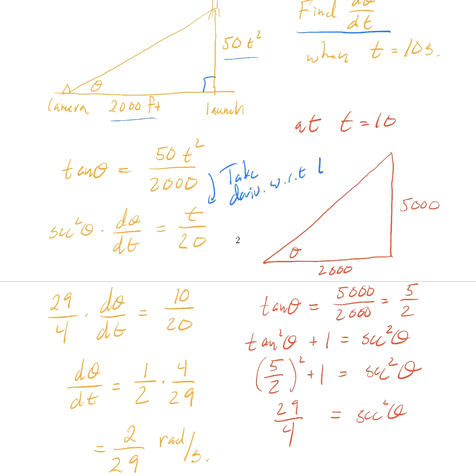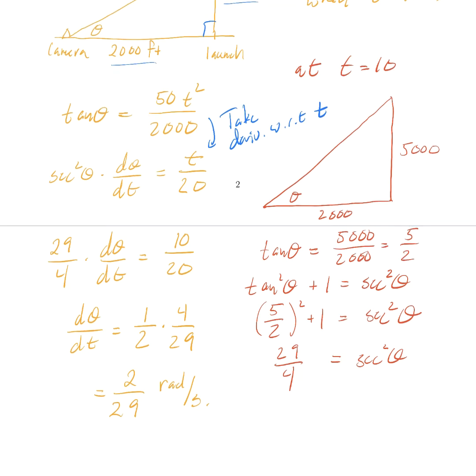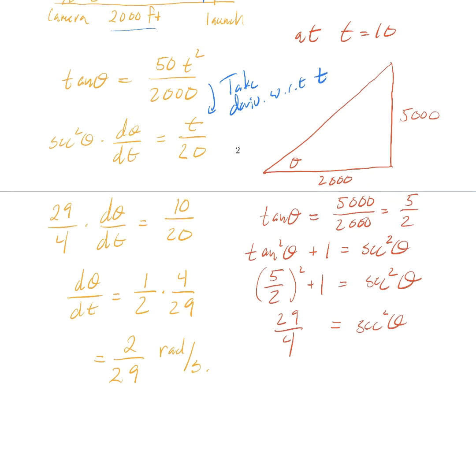with respect to t. So on the left-hand side, the derivative of tangent is secant squared theta times the derivative of that inside function theta, which is d theta/dt. But here now we have a function of t on the right-hand side, so we can just take its derivative. So we get 100t over 2000 when the 2 comes down and we go to 1 less power, which is t divided by 20. Okay, so now we need to analyze this situation at t equals 10, right?